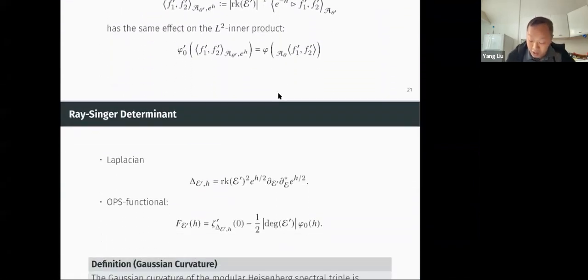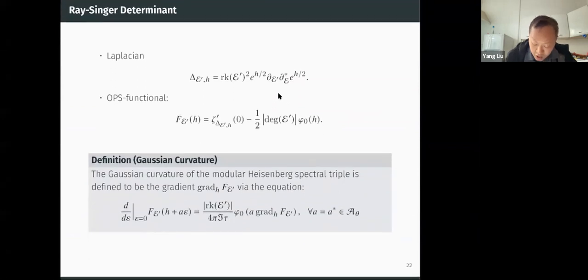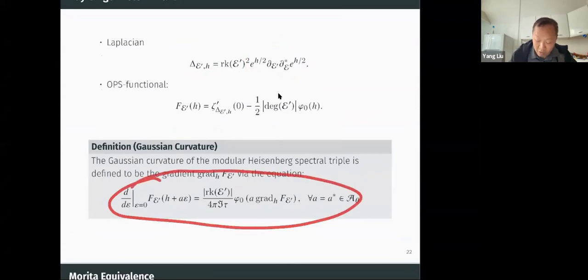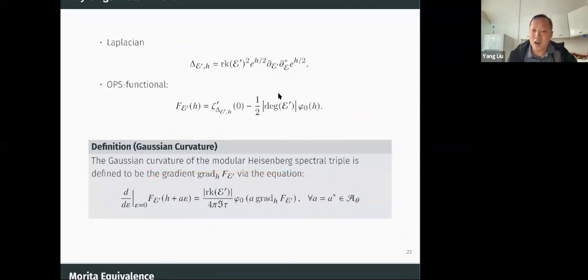Okay, so what's the upshot? The upshot is that we have this operator, this twisted conformally perturbed Laplacian, acting on L2 functions. And we can consider the same Ray-Singer determinant function, and consider the same variation problem to define the Gaussian curvature. So the upshot, a sort of surprising result in Moscovici and Lesch's paper, is the following.